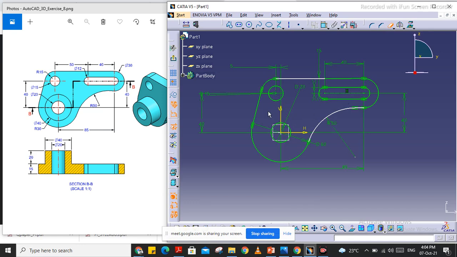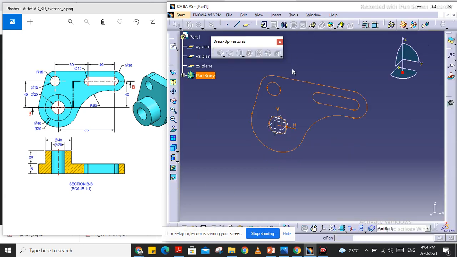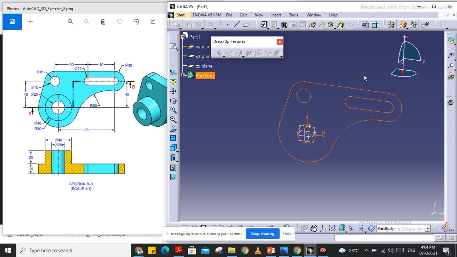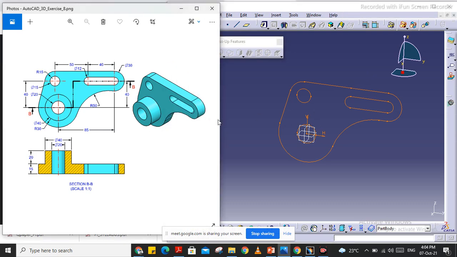So we have trimmed all these things. Now we will go to 3D modeling. For 3D modeling we need to exit the workbench. Are you visualizing the same orientation?